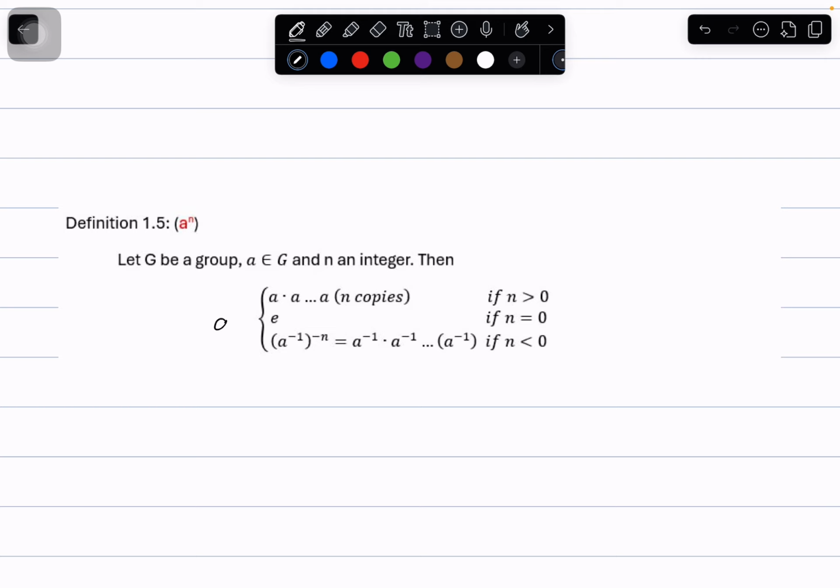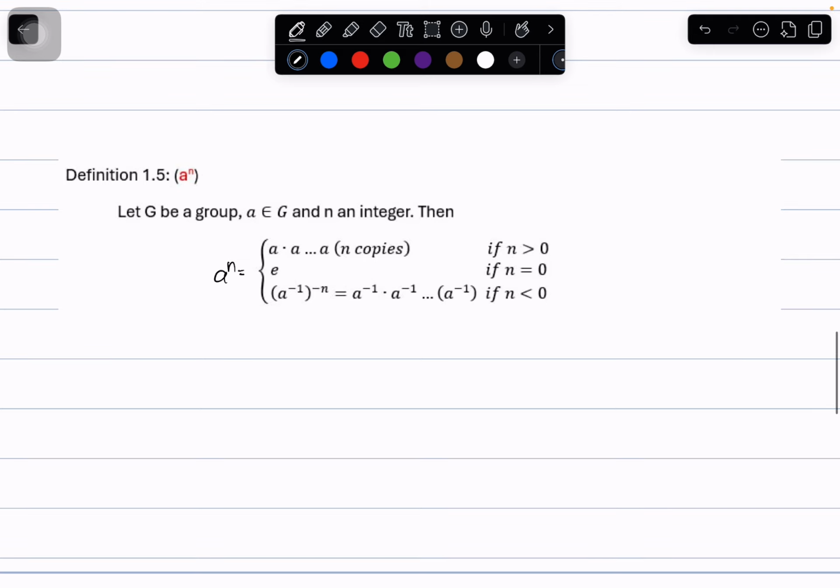Sorry, there should be an a to the n here. So now a inverse raised to negative n is basically equal to a inverse times a inverse times a inverse times a inverse, if n is less than 0. So now let's try to look at that. So let's have an example.